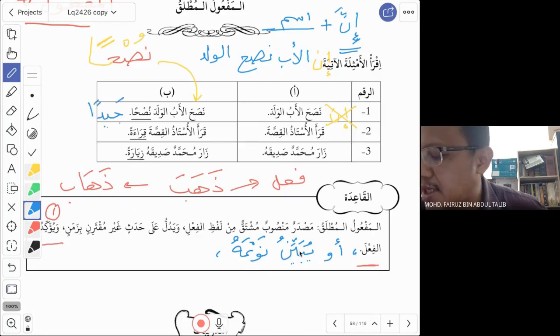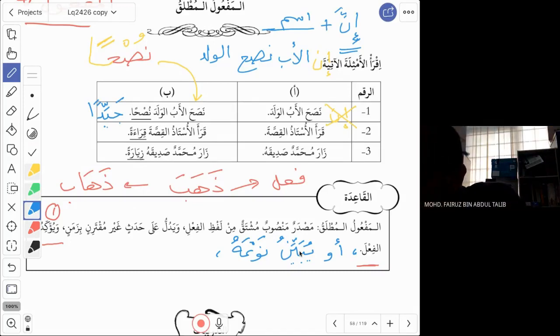So here, for example, I don't just say nasahal abu al-walada nushan, but I add another word, which is jayyidan. What does jayyidan mean? Jayyid means good. So now the meaning has changed. The meaning is no longer that the father has indeed advised his walad. Now the word jayyid is explaining what kind of nasiha, what kind of advice that the father gave his son. So here we say the father advised the son a good advice.